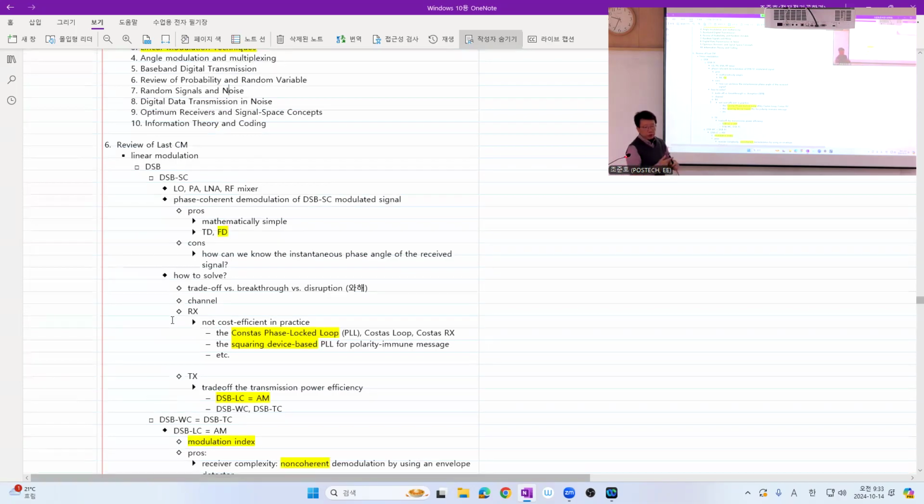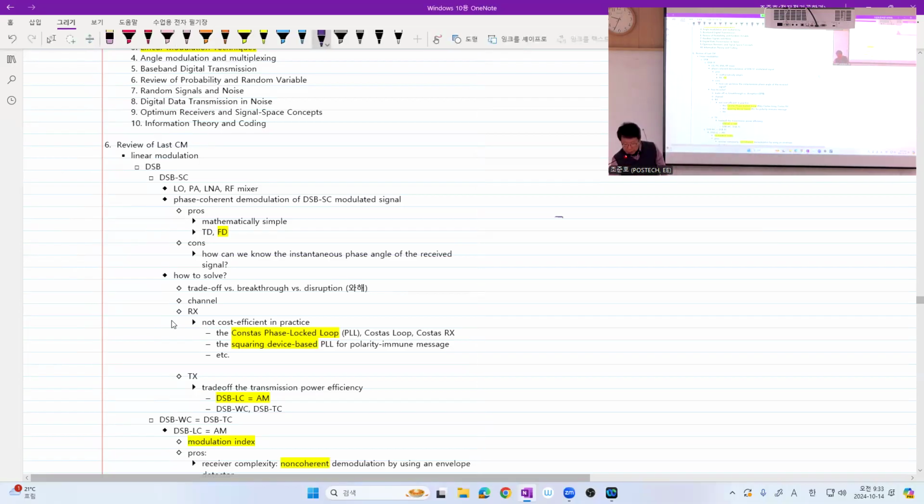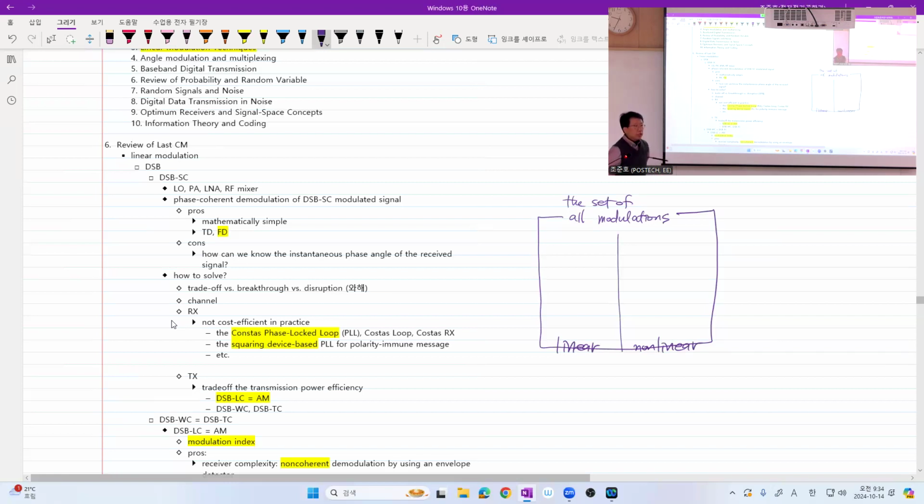Okay, here goes the review of the last class meeting. What was most important was the double sideband modulation. So I draw a Venn diagram. Let's say that this is the set of all modulation schemes or modulation methods. Then we can simply divide it into two: the left side is called linear modulation schemes, and the right side may be called nonlinear modulation schemes.